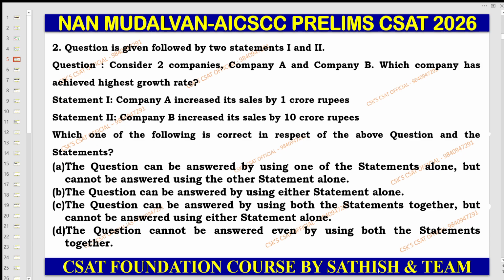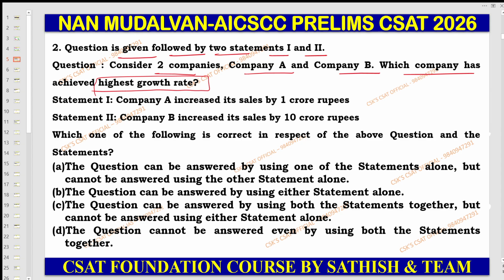Question number 2. This question is a very easy question. The question looks very lengthy but it is easy. First of all, read the question carefully. The question is given followed by 2 statements, that is 1 and 2. The question here says: consider 2 companies A and B. Which company has achieved the highest growth rate?